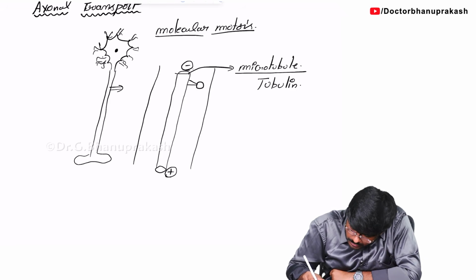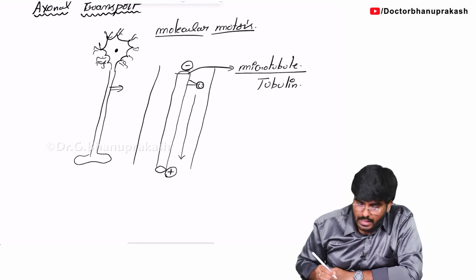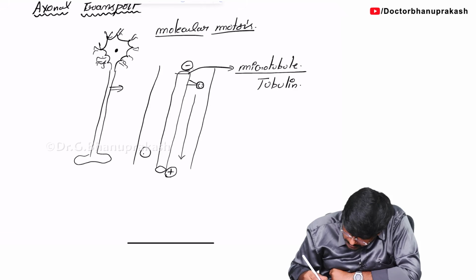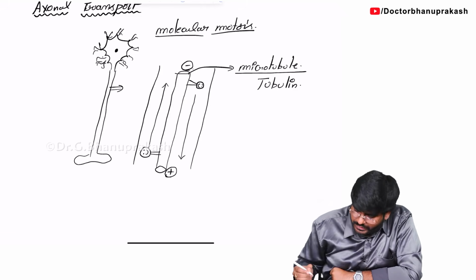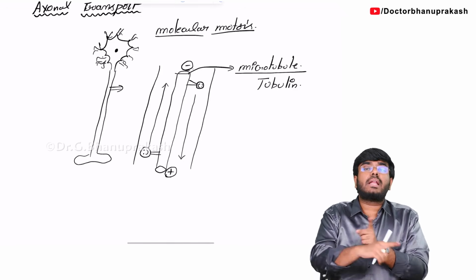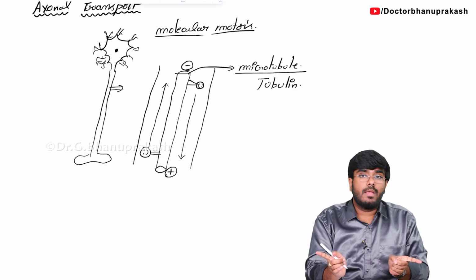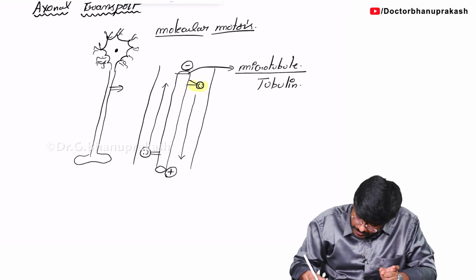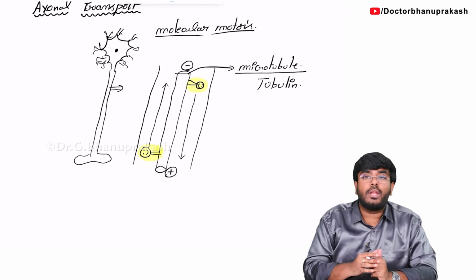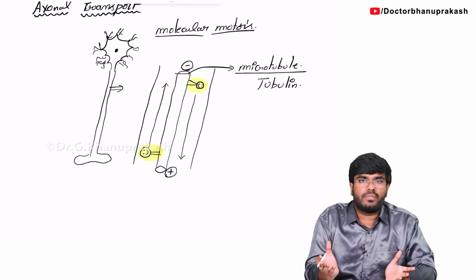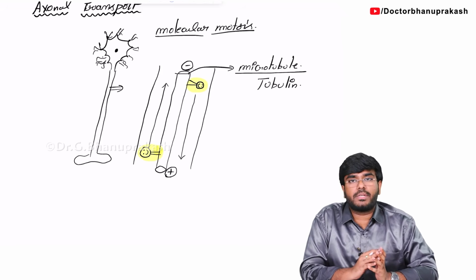This molecule is actually moving towards the positive end. And there is one more molecule which is going to walk towards the negative end. These molecules are actually transporting the substances within the neuron. These substances, which I am highlighting here, are called the molecular motors, helping the transport of the vesicles or the neurotransmitters.